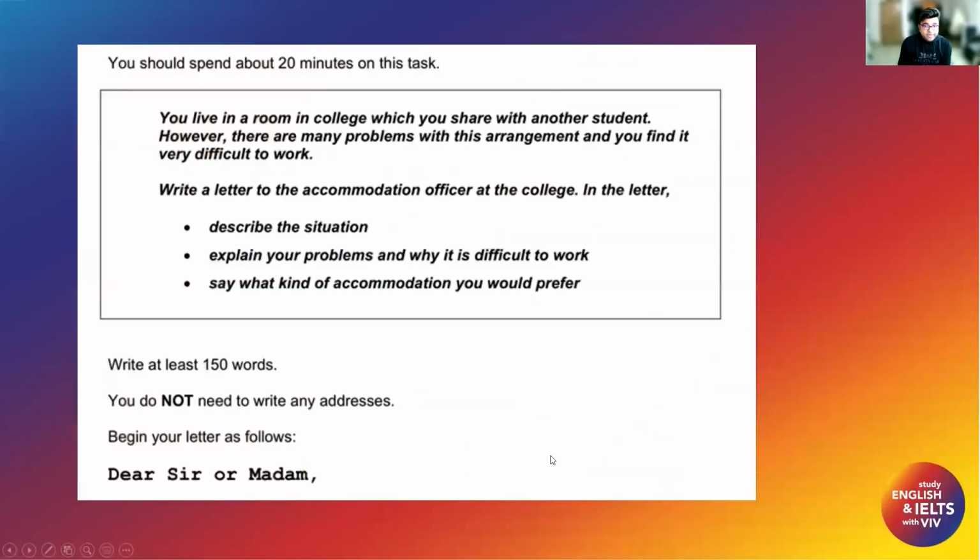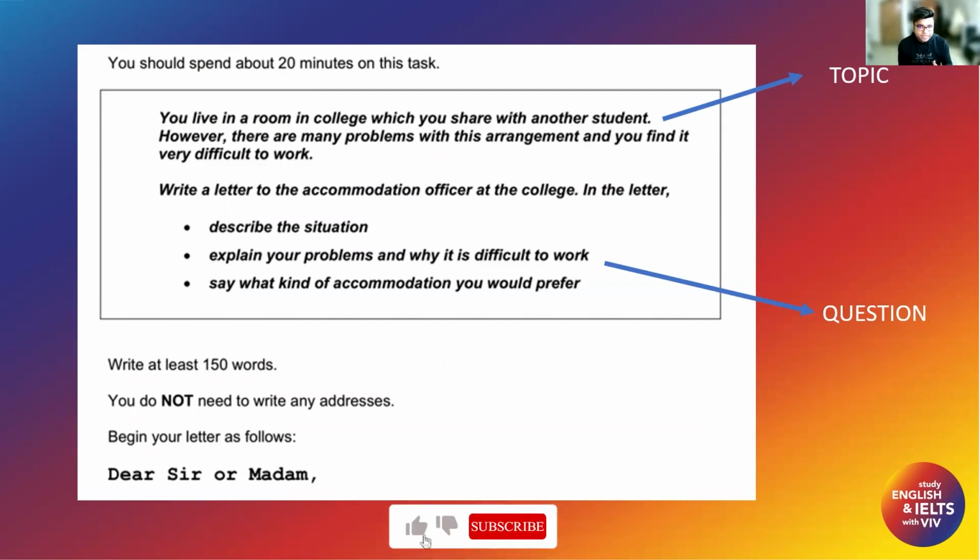Now, with every writing video that I've done before, I've always broken down the task into your topic and then your question, as you can see on the screen here as well. The topic is what you're going to base your letter on, and the question is what you're going to address or what you're going to write throughout the letter. So you're going to describe the situation, explain your problems and why it is difficult to work, and say what kind of accommodation you would prefer in the letter, and this you're going to address in paragraphs of their own.